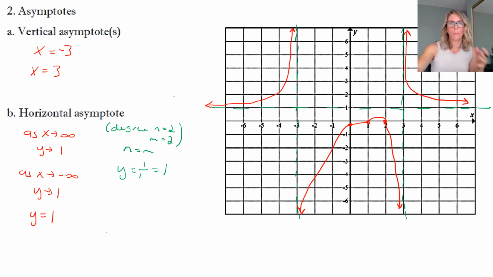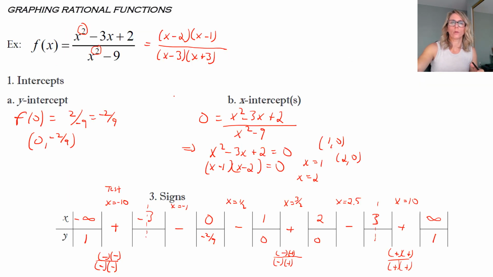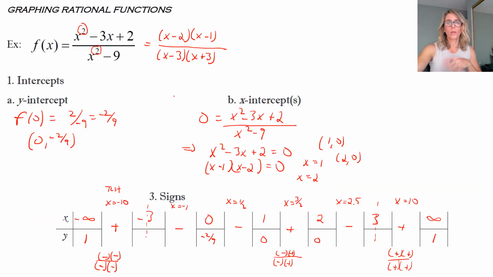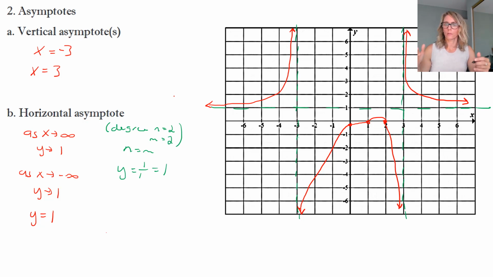So these are all kind of the pieces that we need to think about with our rational functions. We can think about any issues with the domain, x-intercepts, y-intercepts. We can think about asymptotes, and then we can make a sign chart and just go from there. So it's a lot of pieces, but it does give us a good idea of what this looks like.